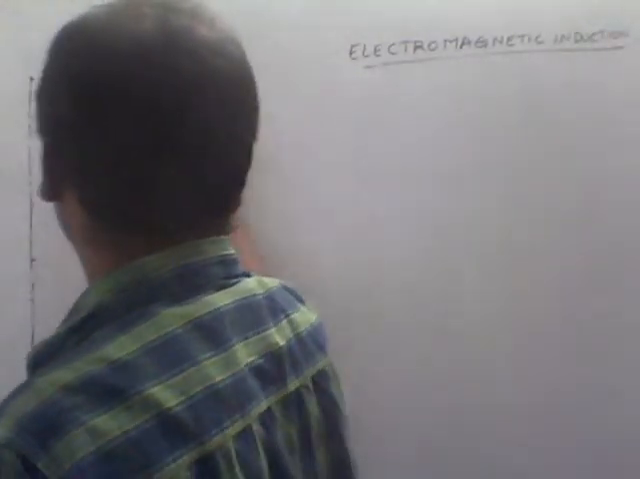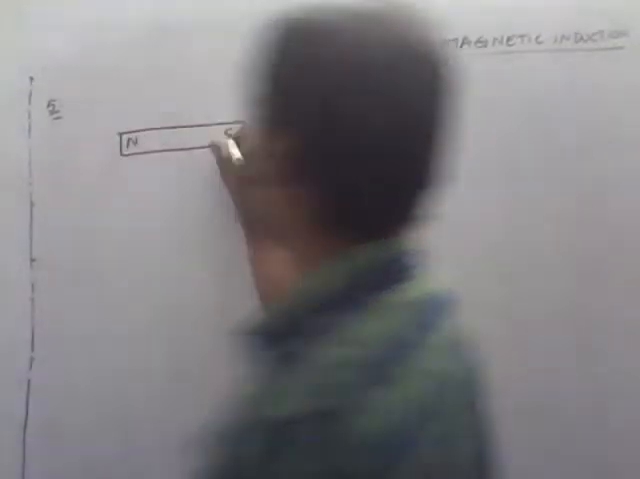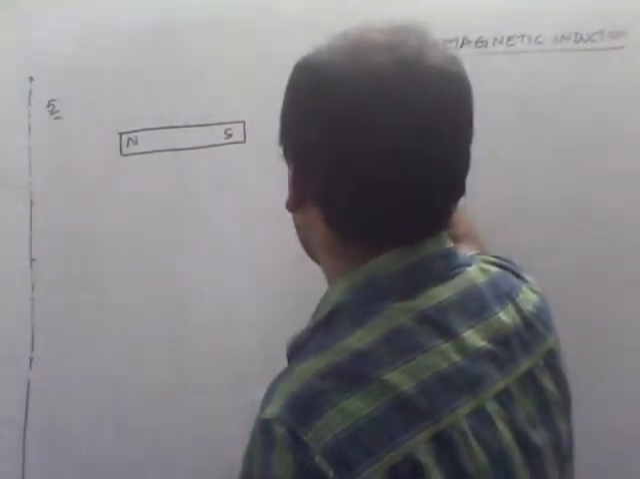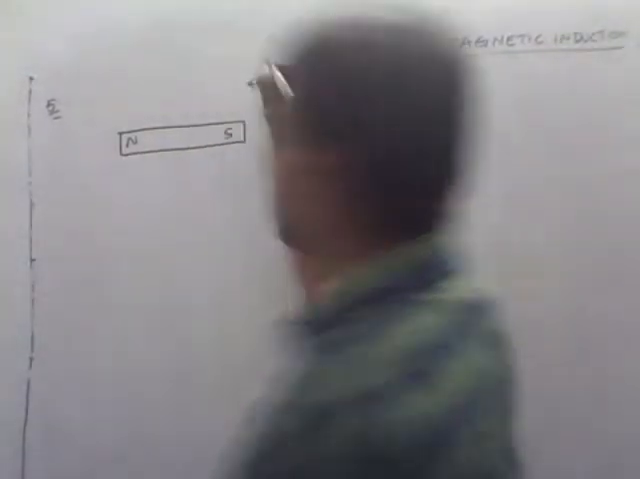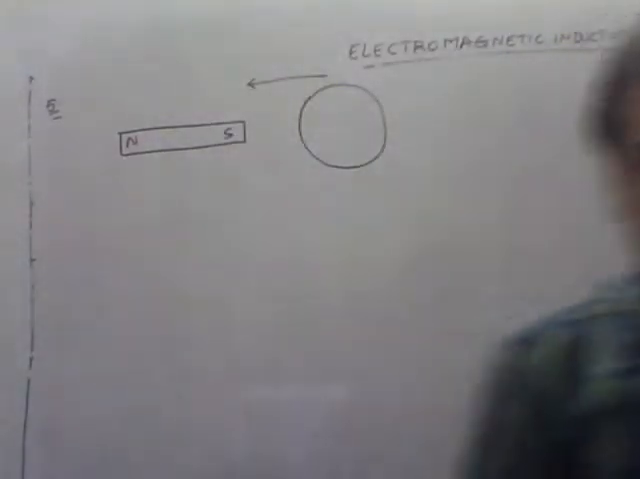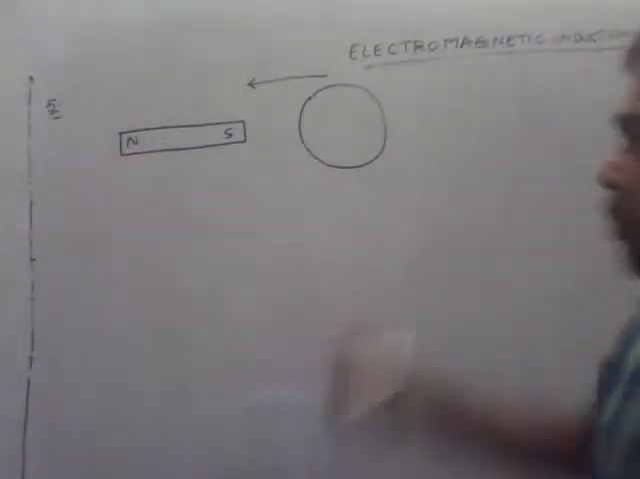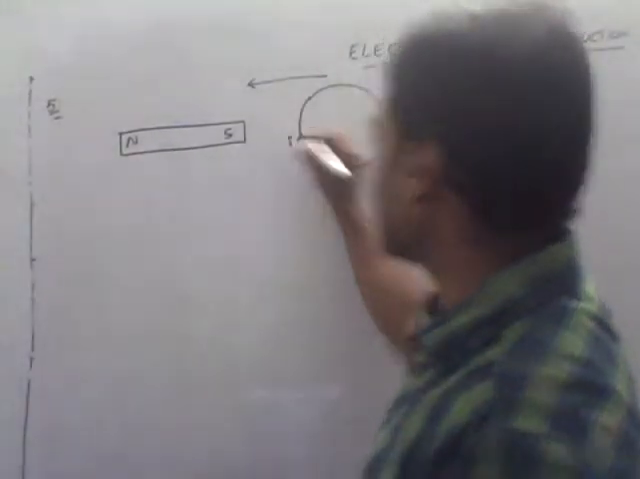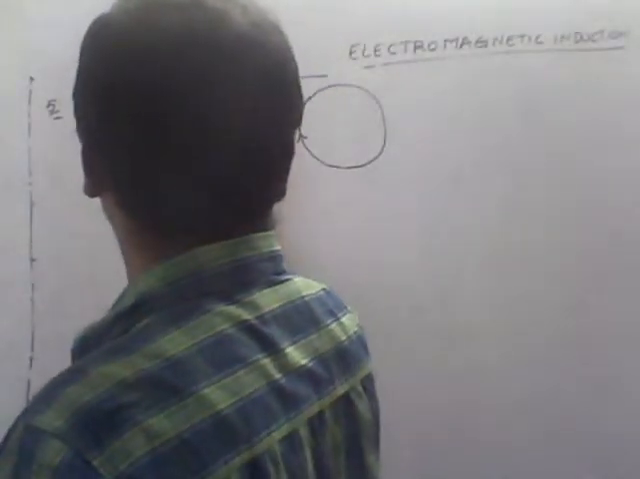Okay. Say for example, it is, I think, the fifth case. We are having the north pole and the south pole, and here I am having a coil. The coil is approaching towards the magnet. Let us consider current I is flowing in the coil, and here we are having magnetic field lines.